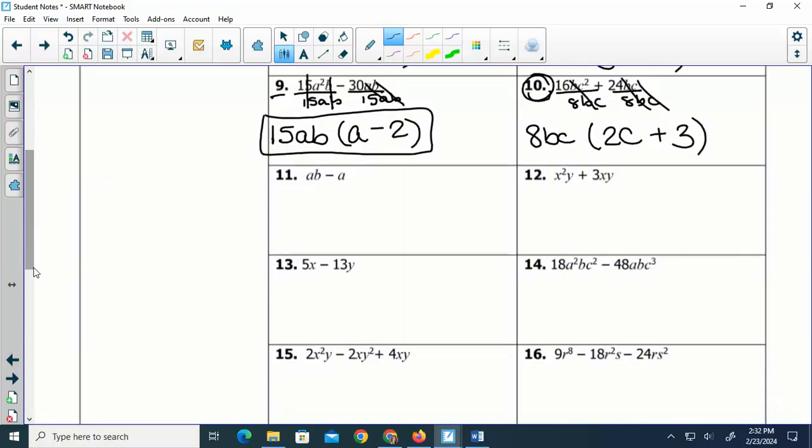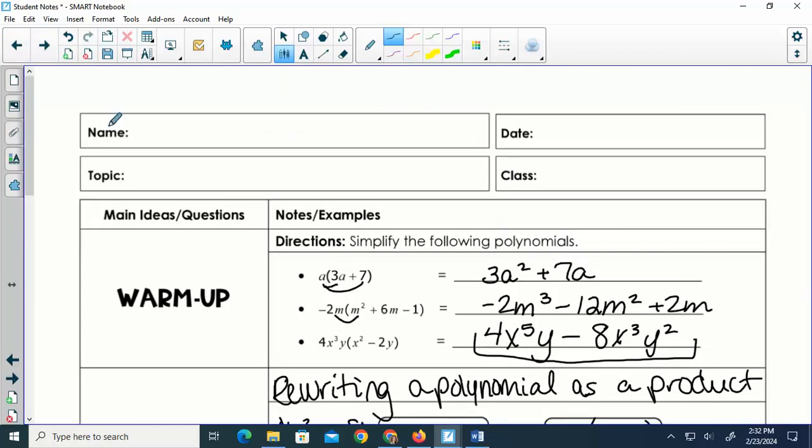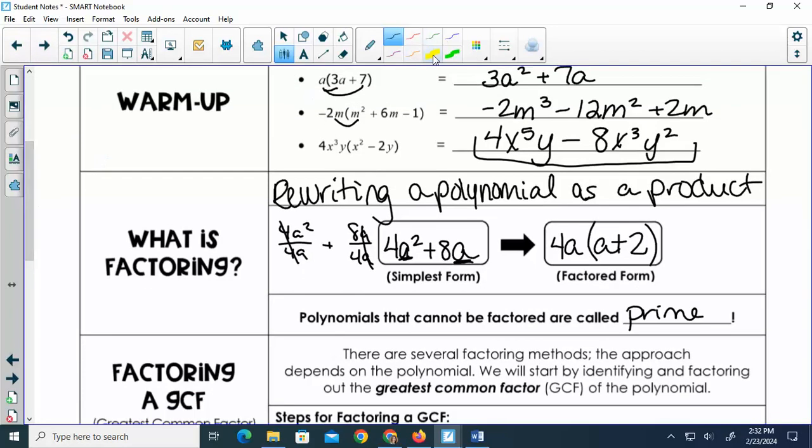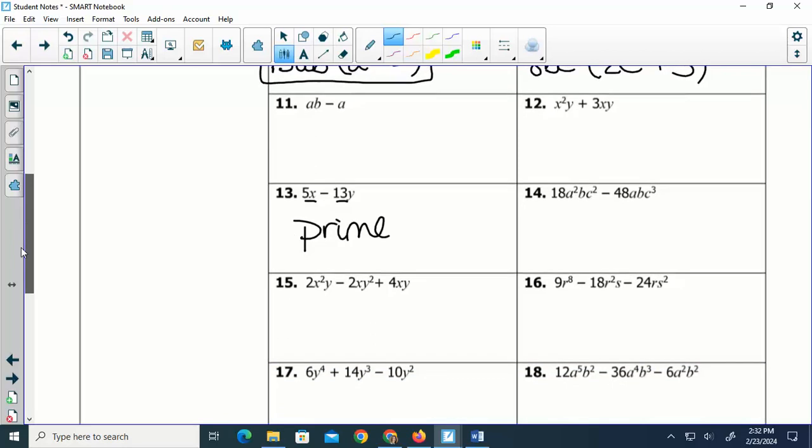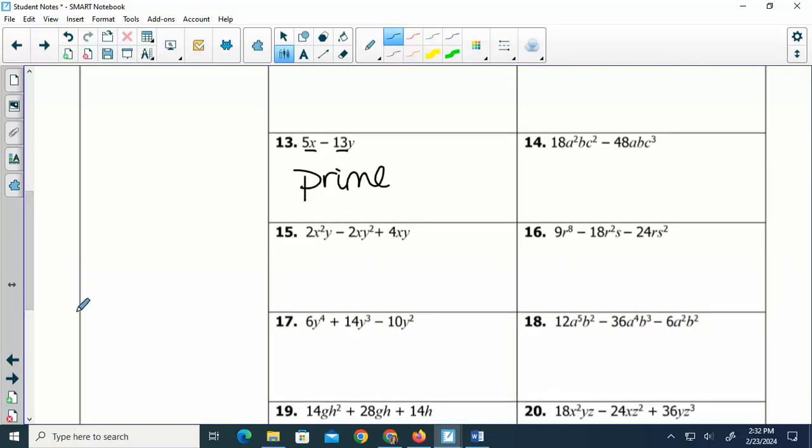What about number 13? 5 and 13, does any number go into both? No. Do they have the same variable that we can take out? So if we can't factor it, what do we write? Prime. Remember at the beginning we said anything that cannot be factored is called prime. All right. Now I want to go into some that have 3 terms. So we'll do a few of these and wrap up for today.